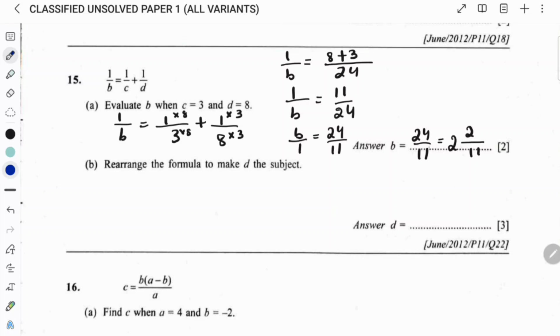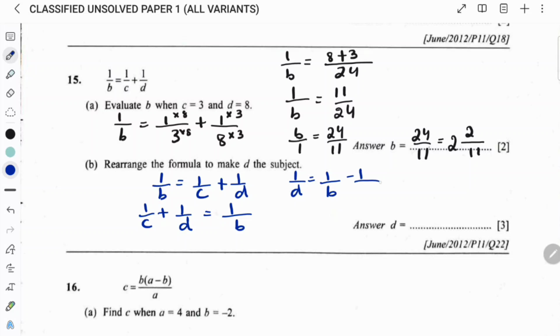The next part is rearrange the formula to make d the subject. So we'll have to make d the subject. Alright. So again copy down 1 upon b is equal to 1 upon c plus 1 upon d. So I'm writing 1 upon c plus 1 upon d is equal to 1 upon b, because d is required here. Okay. So 1 upon d is equal to 1 upon b minus 1 upon c.